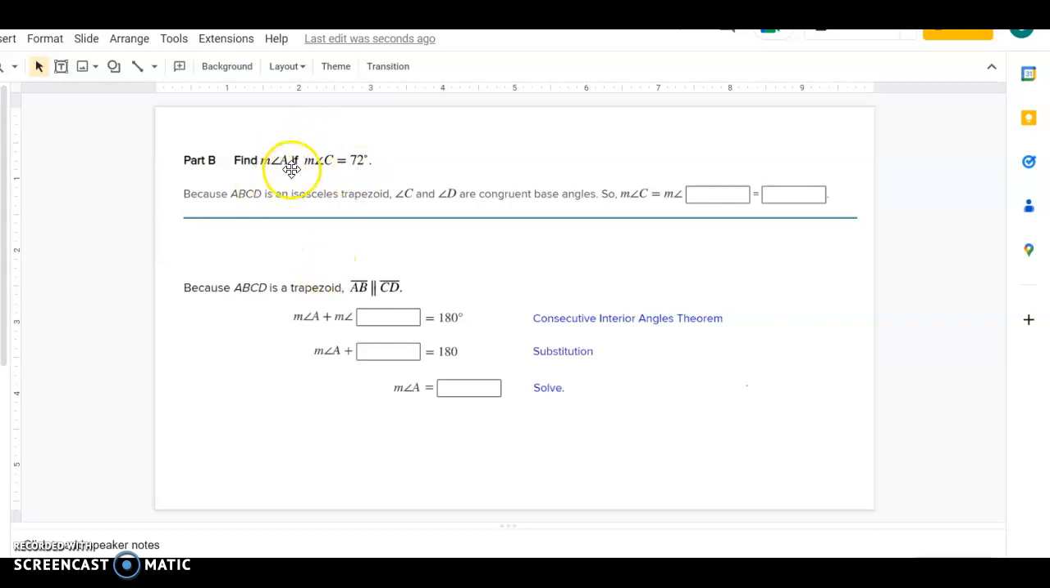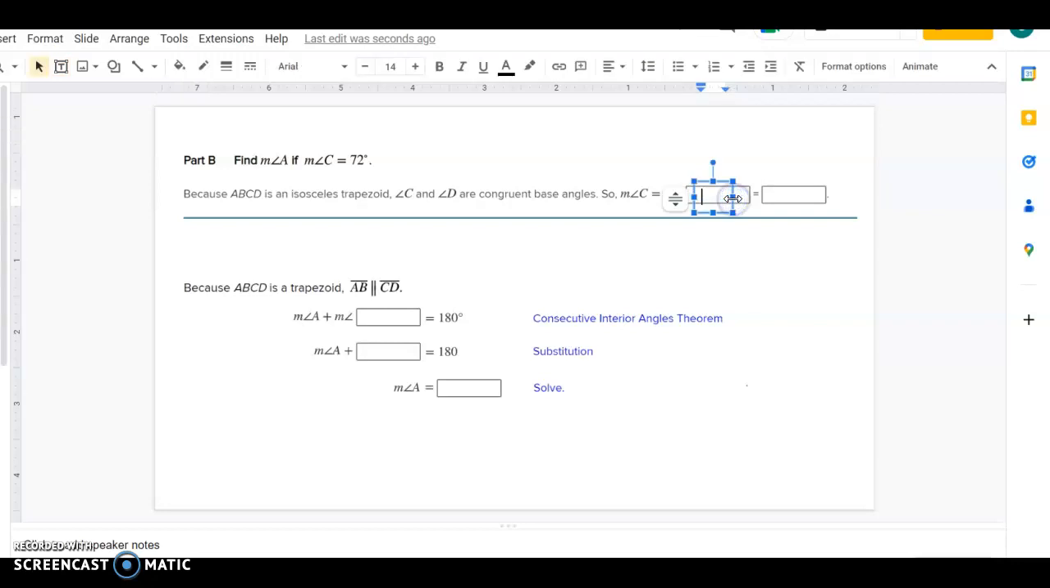So now the next one: find the measure of A if the measure of C is 72. Because ABCD is an isosceles trapezoid, C and D are congruent base angles. So it tells me in this problem that C and D are equal to each other. So angle C equals angle D, and they told me up here that C is 72, so they both have to be 72.